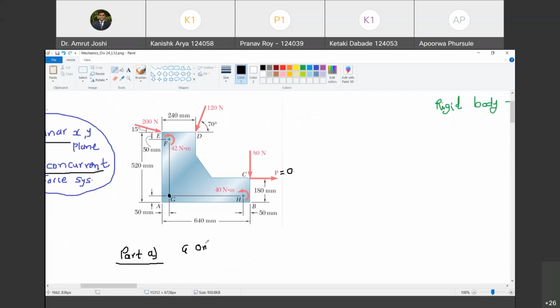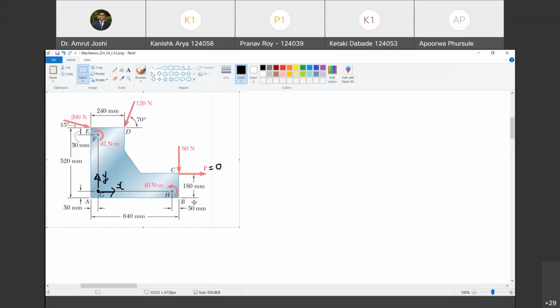So G is origin, and this is x and this is y. Coming out of the plane of the board towards you is z. There is nothing along the z axis, so we are not interested in anything that happens in the z direction. Are you with me? Yes, sir. Okay, so G has been taken as the origin, and let me borrow this figure down here. I don't want to mess with this figure.